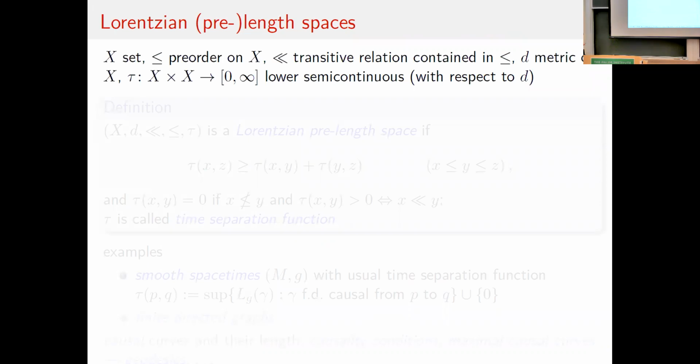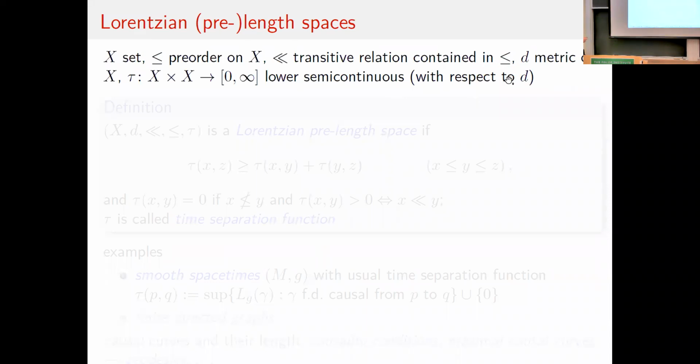And this motivates our definition. This is the analogue of a metric space for Alexandrov spaces; we call it a Lorentzian pre-length space. Here X is a set, and you have a pre-order less than or equal on X, so this is transitive and reflexive. And a transitive relation less than, the time-like relation, which is contained in less than or equal, meaning that if two points x is less than y, then also x is less than or equal to y.